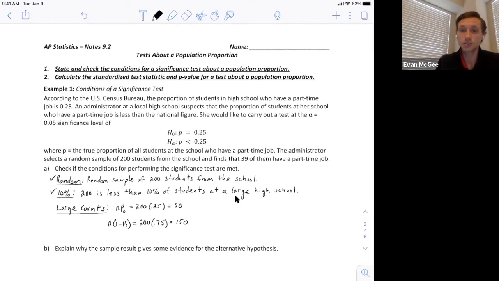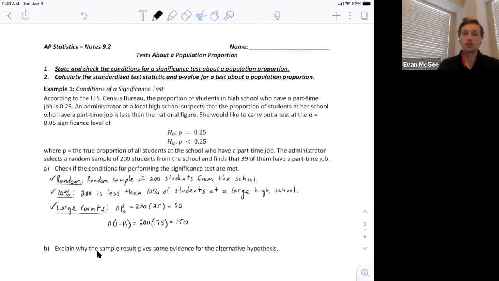The large counts condition, we have to assume the null is true. So that's why I do n times p naught. So the sample was 200, the null was 25%. So we'd expect 50 successes and we'd expect 150 failures. Both of these are greater than 10. So this tells us the sampling distribution will be approximately normal. I want you to notice we didn't use the sample of 39 successes when we're checking the large counts for a significance test. You're assuming that the null is true.